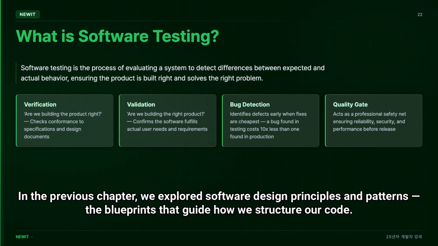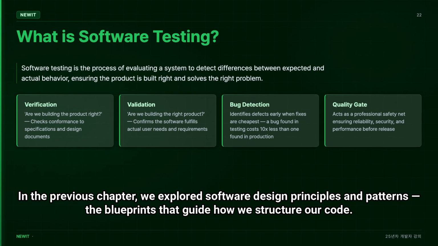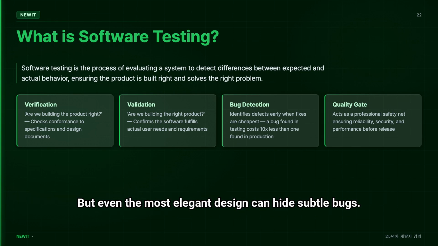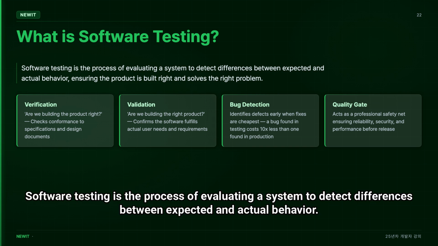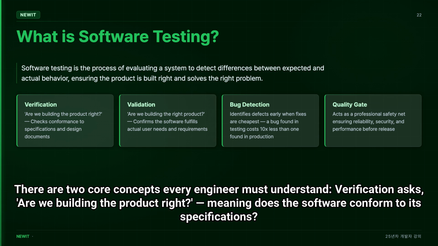In the previous chapter, we explored software design principles and patterns, the blueprints that guide how we structure our code. But even the most elegant design can hide subtle bugs. That is exactly why testing exists. Software testing is the process of evaluating a system to detect differences between expected and actual behavior. There are two core concepts every engineer must understand.